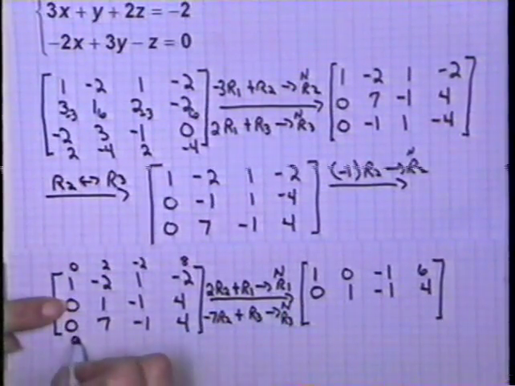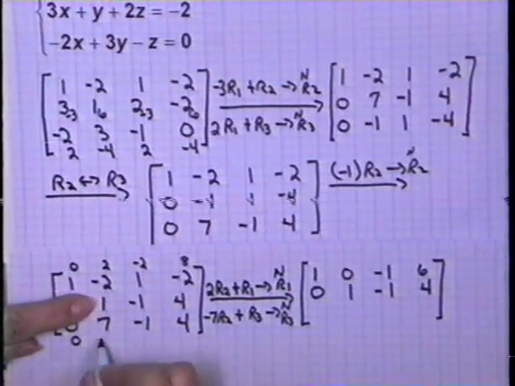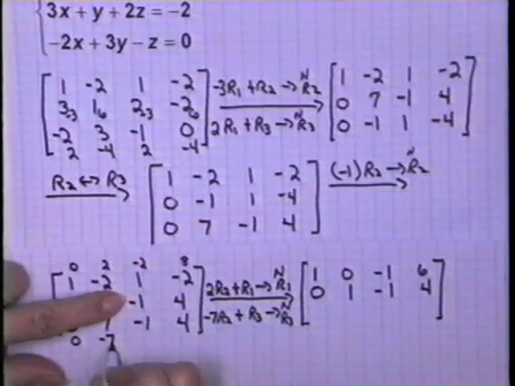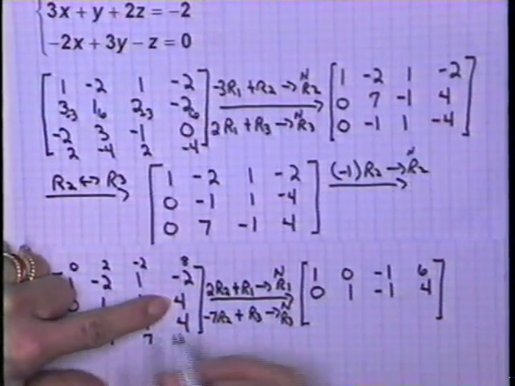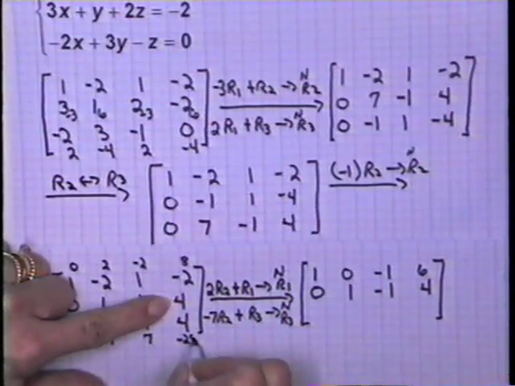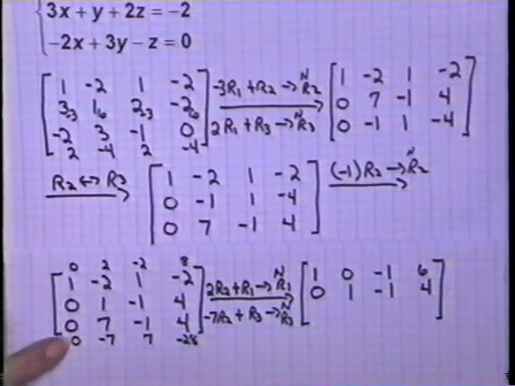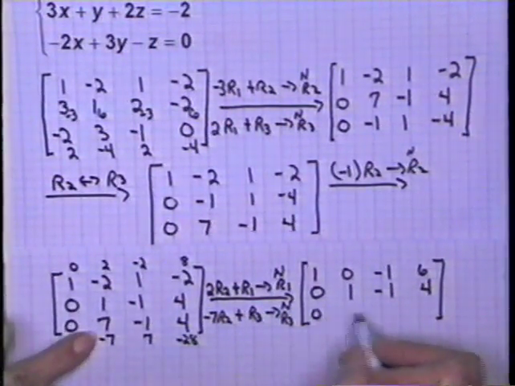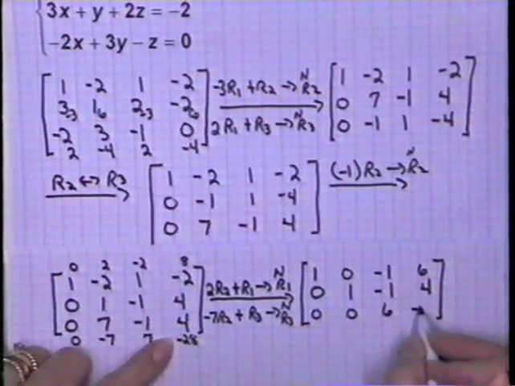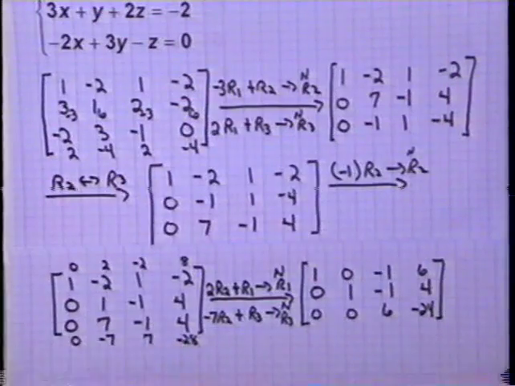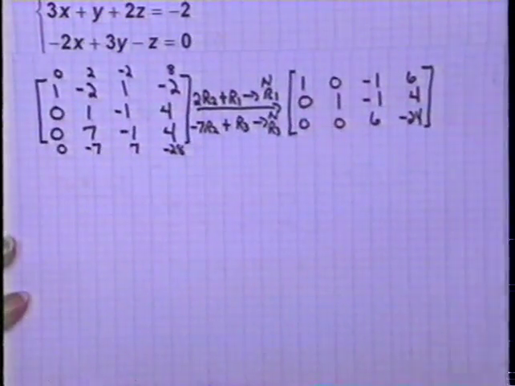Negative 7 times 0 is 0. Negative 7 times 1 is negative 7. Negative 7 times negative 1 is positive 7. Negative 7 times 4 is negative 28. Now let's add. I get a 0, 0, 6, and negative 24. Okay? Now let's take a look at where we are.